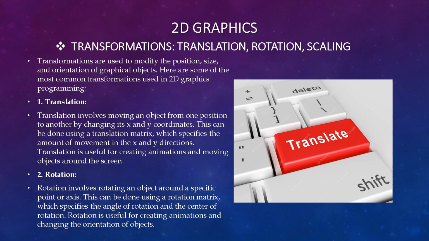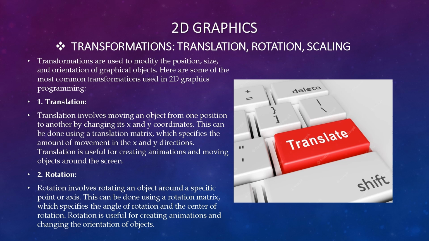Here are some of the most common transformations used in 2D graphics programming. 1. Translation. Translation involves moving an object from one position to another by changing its x and y coordinates. This can be done using a translation matrix, which specifies the amount of movement in the x and y directions. Translation is useful for creating animations and moving objects around the screen.